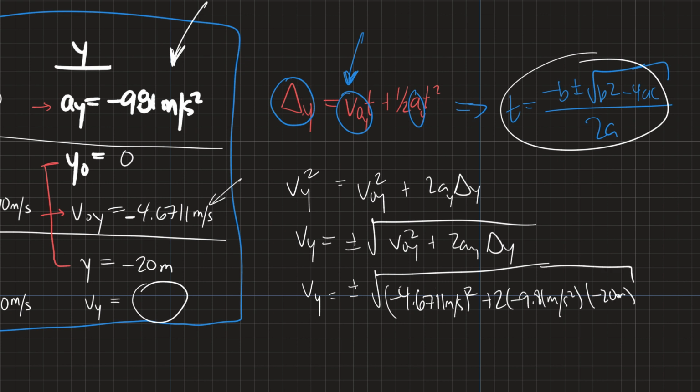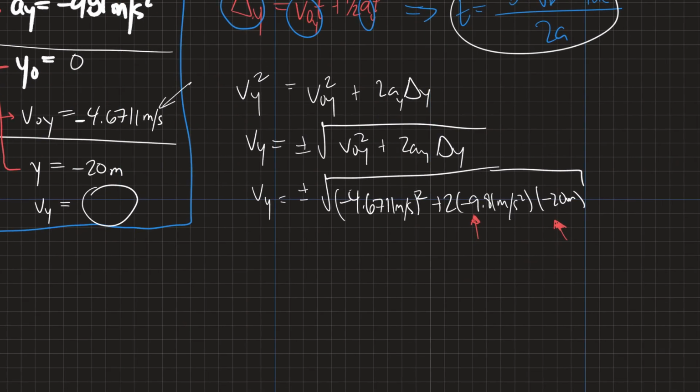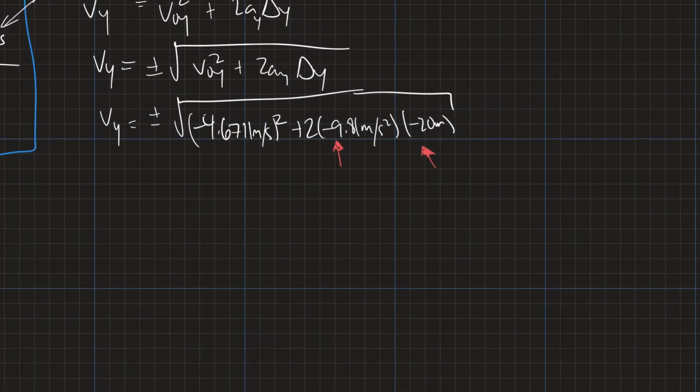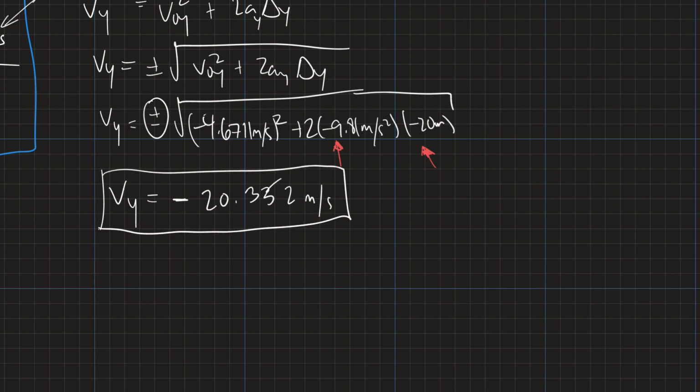I don't think I need to tell you this, but that is where the error is going to show up: forgetting to put that negative on the 20, or forgetting to put it here, right? Anyway, if we solve this, I almost call it a side problem because it's an intermediate step, I'm going to get 20.352 meters per second. In this case it's positive or negative, so I'm going to take the negative because it's going downwards in the y direction. This is an intermediate step, so I'm not going to worry about sig figs for this particular problem.